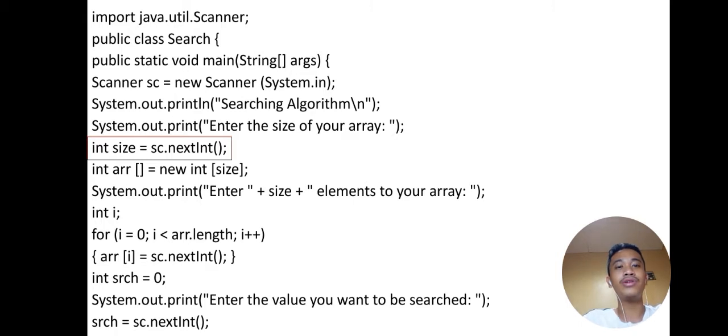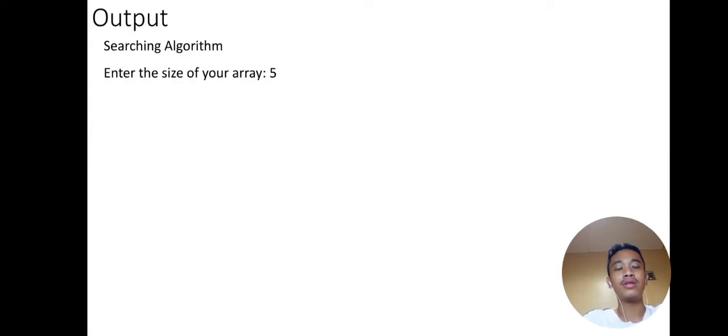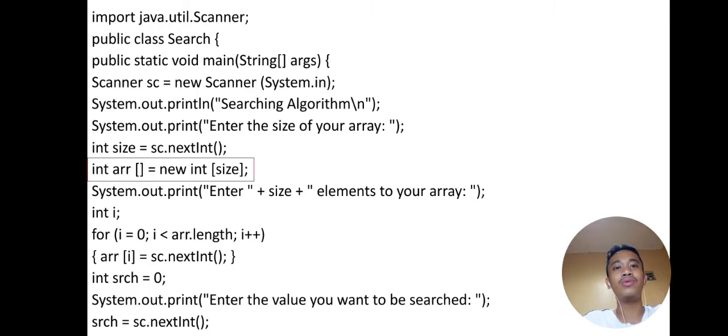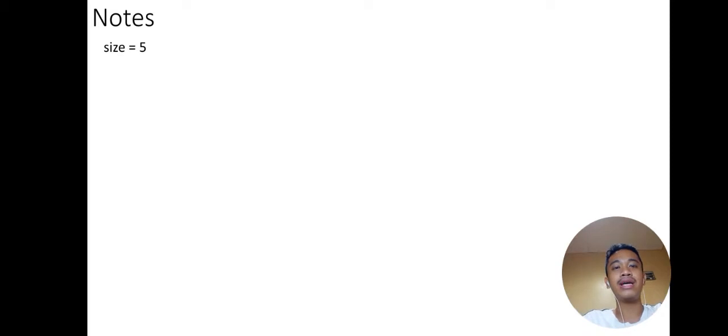Next, it will prompt the user to enter any value for our size right here. So for example, our user enters number 5. So the value of our size will be 5. Next, right here is the declaration of our array named arr equals new int[size]. So this means this is 5, because the user input a value of 5 to our size. So note, size is equal to 5.